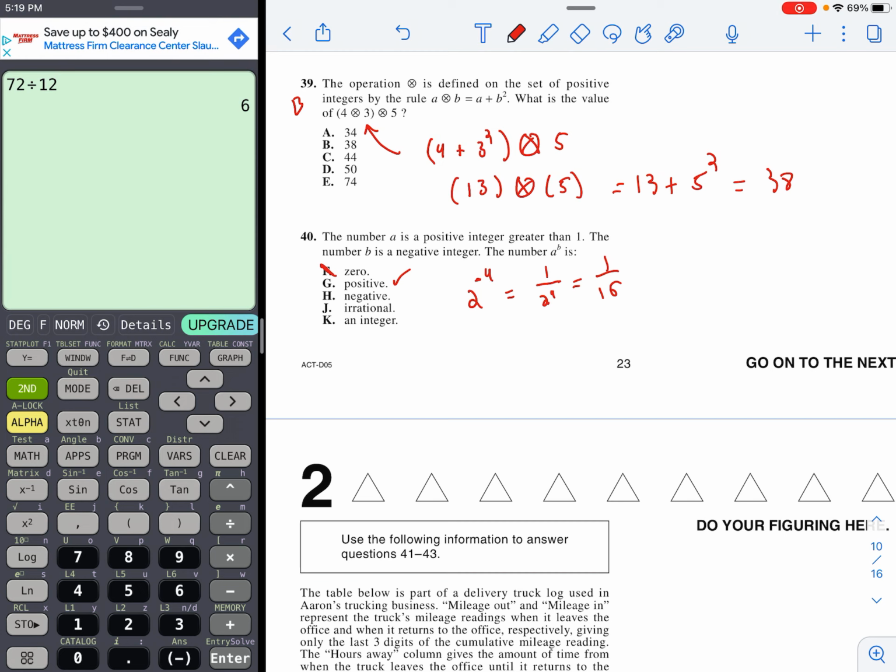2 to the negative 4th, well, it'll never be negative as long as that is a positive number there. 1/16 is definitely rational. 1/16 is definitely not an integer. So you take any positive number and raise it to any power, it doesn't matter, you're going to get a positive number there. Answer choice is G.